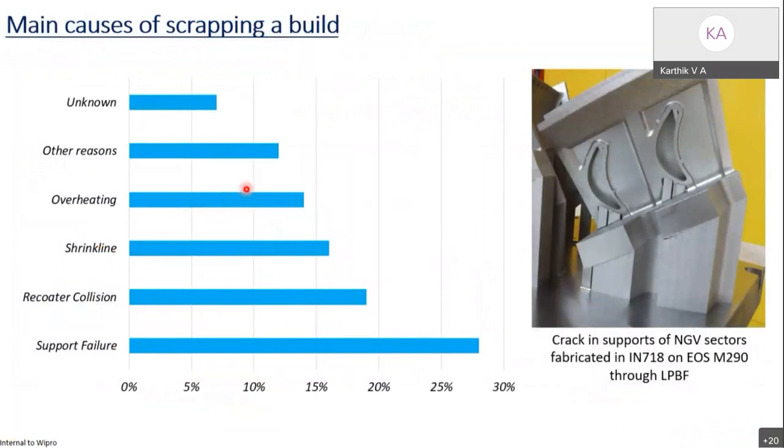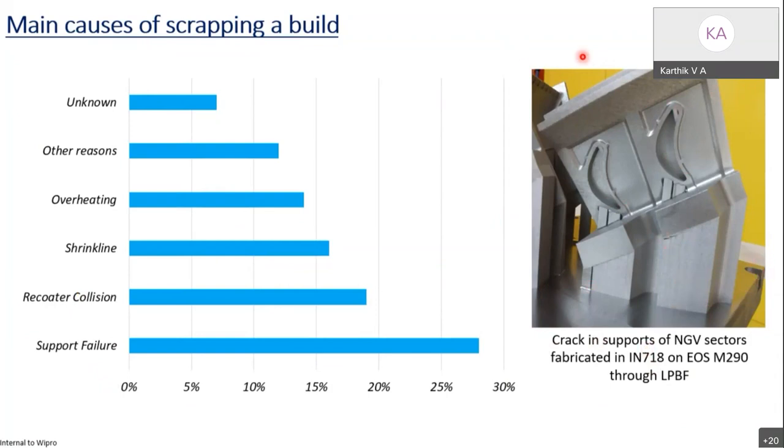When we are designing a component, we also need to consider that there are always going to be chances of failures. The major cause for a build failure, or for scrapping a build, is the failure of the support structures. You will see that support failure results in over 25% of part scrapping. This image is a prime example. You'll notice that the component is quite large. This is the base plate for reference.